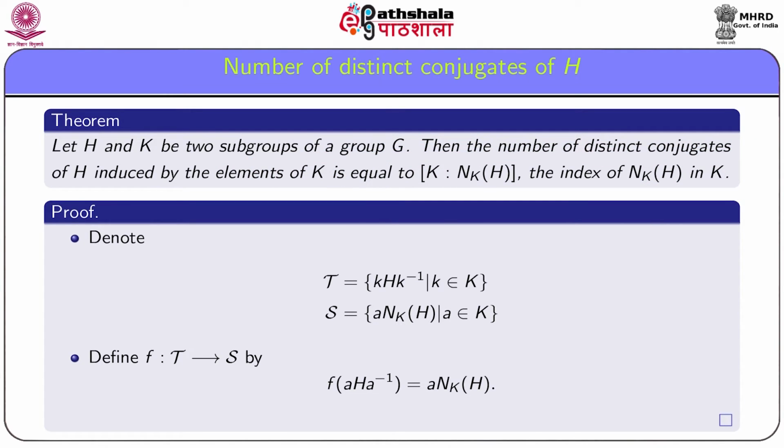To prove this, let us denote the set of all conjugates of H by elements of K by T and the set of all left cosets of N_K(H) in K by S. Now we are to establish a one-to-one correspondence between T and S. Let us define f from T onto S by f(aHa inverse) equal to aN_K(H). Since the elements in T may have several representations, it is required to establish that f is well defined and one-to-one.